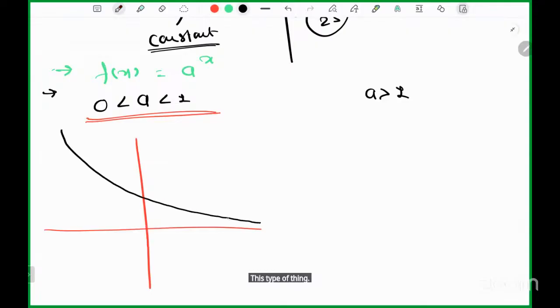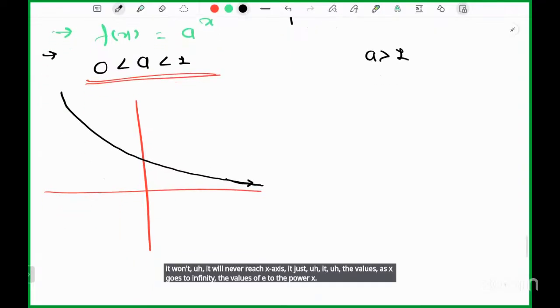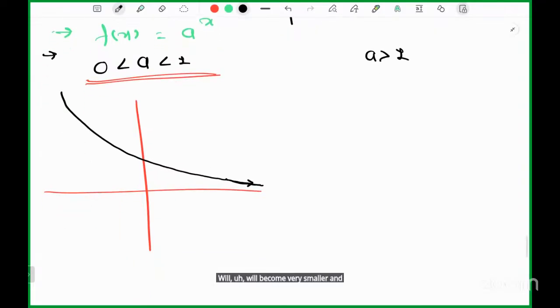Okay, so that means it is trying to reach the x-axis, but it won't. It will never reach the x-axis. It's just that as x goes to infinity, the values of e to the power x will become smaller and smaller and smaller. We can take an example.